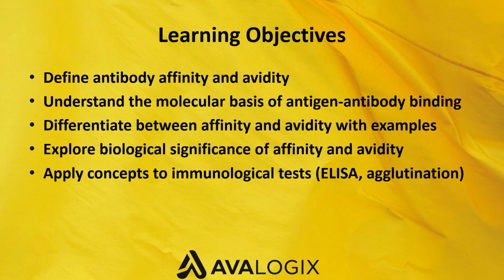Fourth, we'll explore the biological significance of these binding strengths. This is where molecular detail meets physiology. You'll see how affinity maturation improves the immune system's precision over time, and how avidity explains the effectiveness of early IgM responses before affinity has been optimized. This connection to immune defense and vaccine responses shows why these terms are more than definitions, they're functional realities. Finally, we'll apply these concepts to laboratory tests like ELISA, agglutination, and avidity assays used in infection diagnosis.